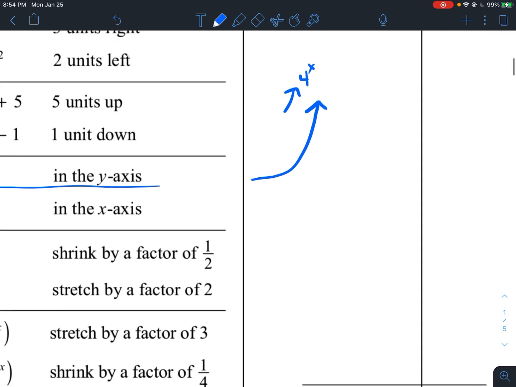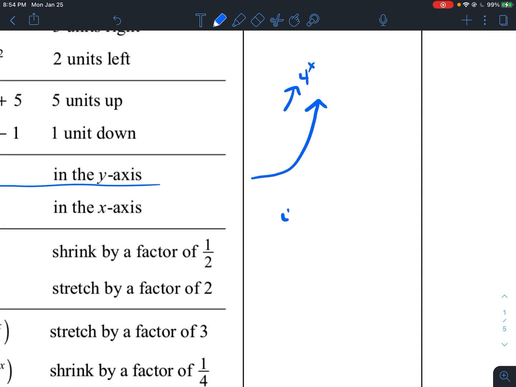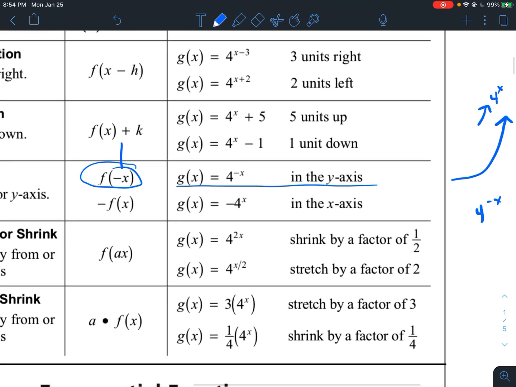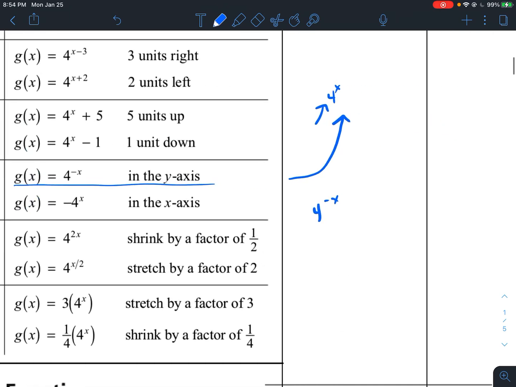However, 4 to the negative x, because it's negative being multiplied inside, this is a reflection in the y-axis. So that means it's a horizontal reflection, so that means it changes to go like this. So even though 4 is greater than 1, you're reflecting it over the y-axis, which makes it an exponential decay function. So make sure that you understand that, and we'll get some practice in that as well.